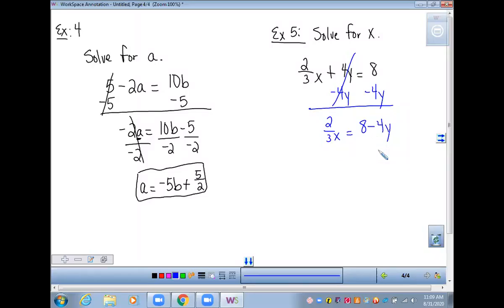Now this one's a little bit of a tricky one. This is where, how did we deal with getting rid of a fraction like this? We didn't divide, because I don't want to divide by a fraction. What do I want to do? We wanted to multiply by what?